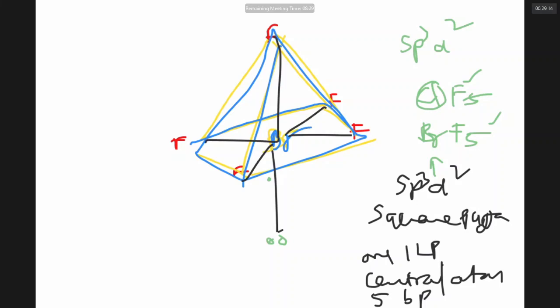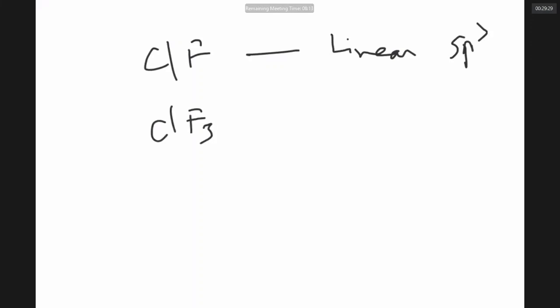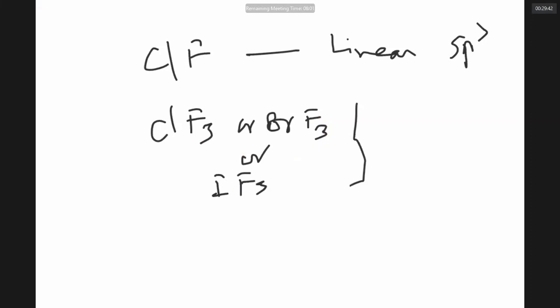So let me sum up. ClF is linear, with sp3 hybridization. ClF3, BrF3, or IF3 is an AB3E2 type molecule. Hybridization is sp3d. The shape of the molecule is T.